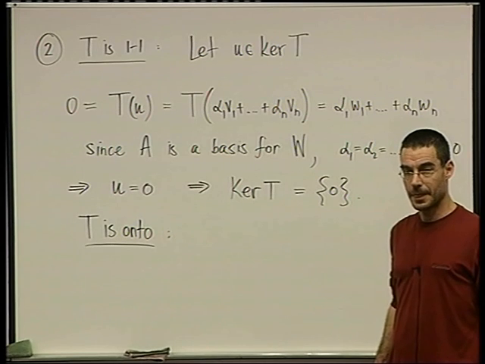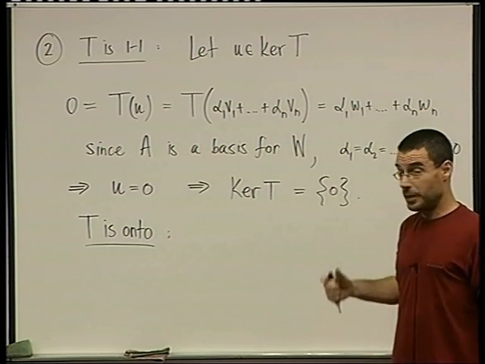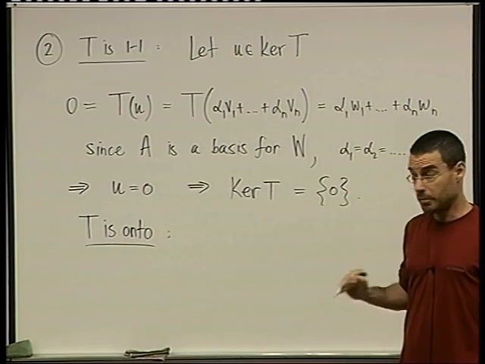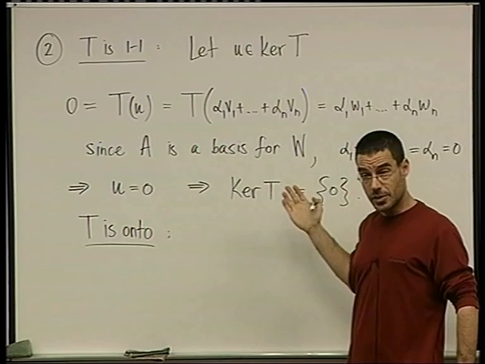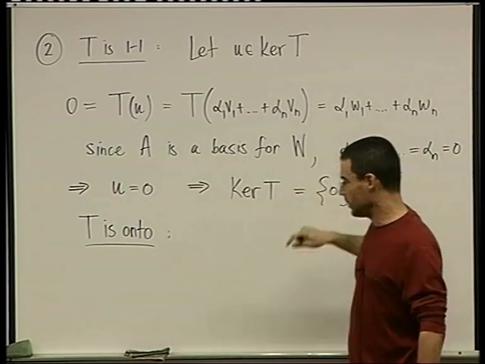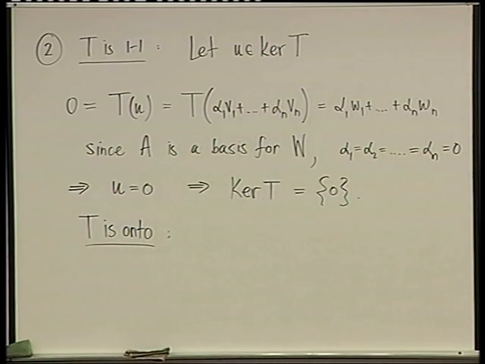No, rank nullity theorem. The corollary of the rank nullity theorem, right? We're assuming that A is a basis. So let's look at the theorem again. We're assuming in part 2 that A is a basis. So B is a basis for V, it has n elements. A is a basis for W, it has n elements. So these two have the same dimension, right?